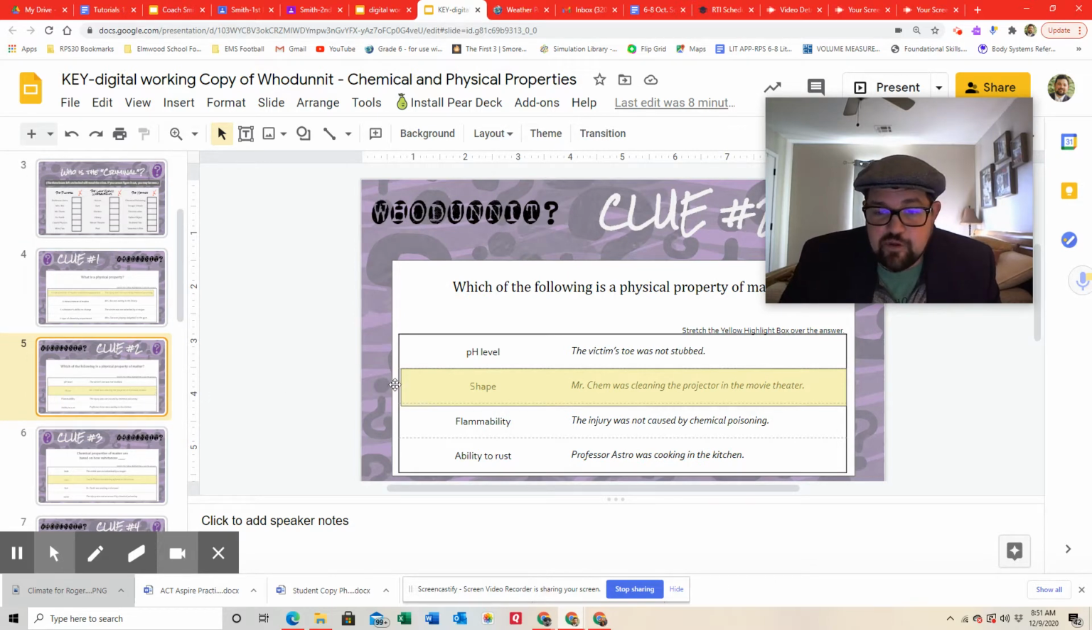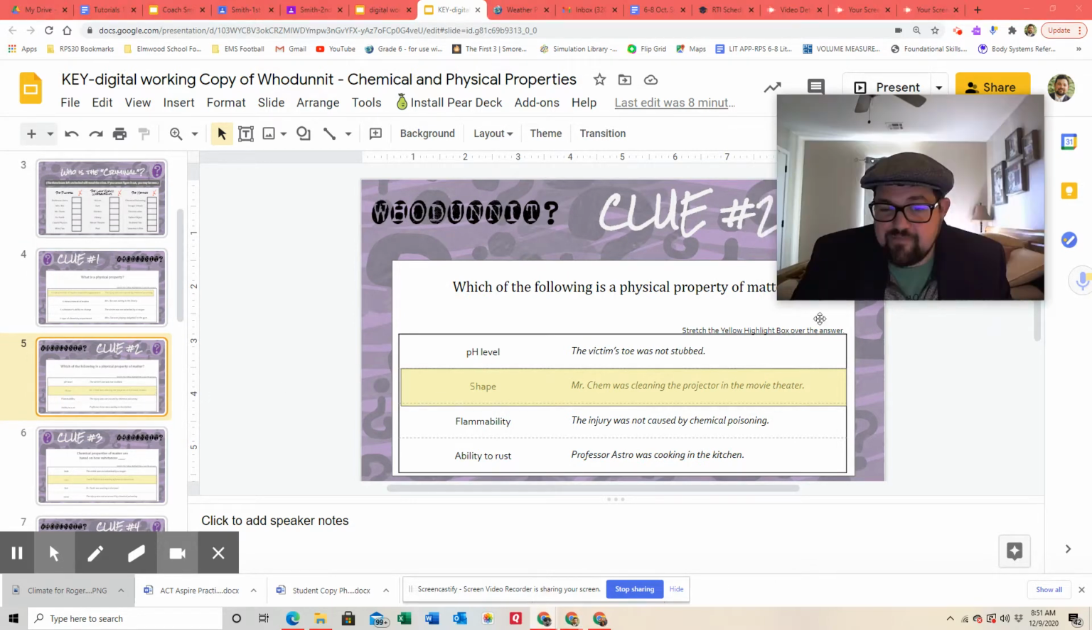Second clue. Which of the following is a physical property of matter? Well, the shape, right? Because these other three things are things that can occur when a change happens. And the shape is something you can observe without changing the object. And so because of that, we know that Mr. Kem was cleaning the projector in the movie theater.